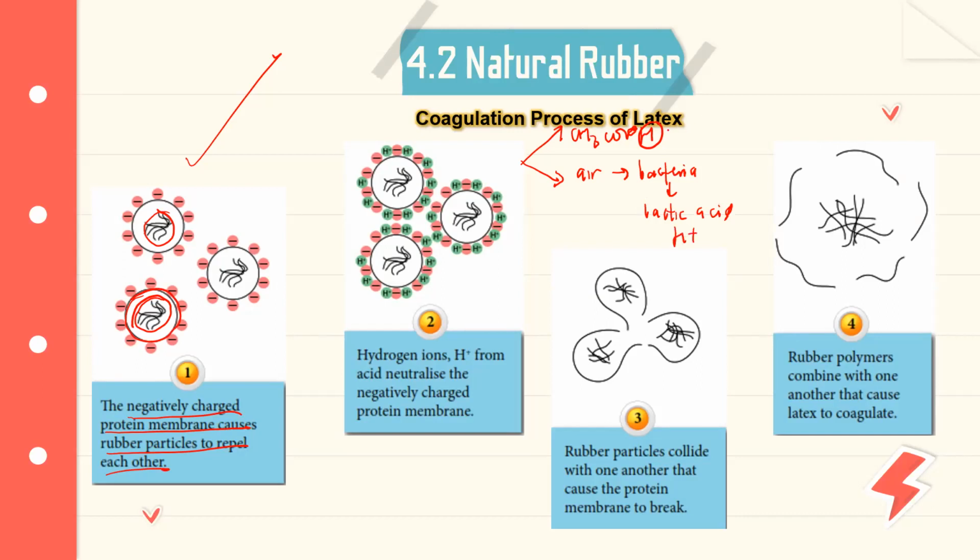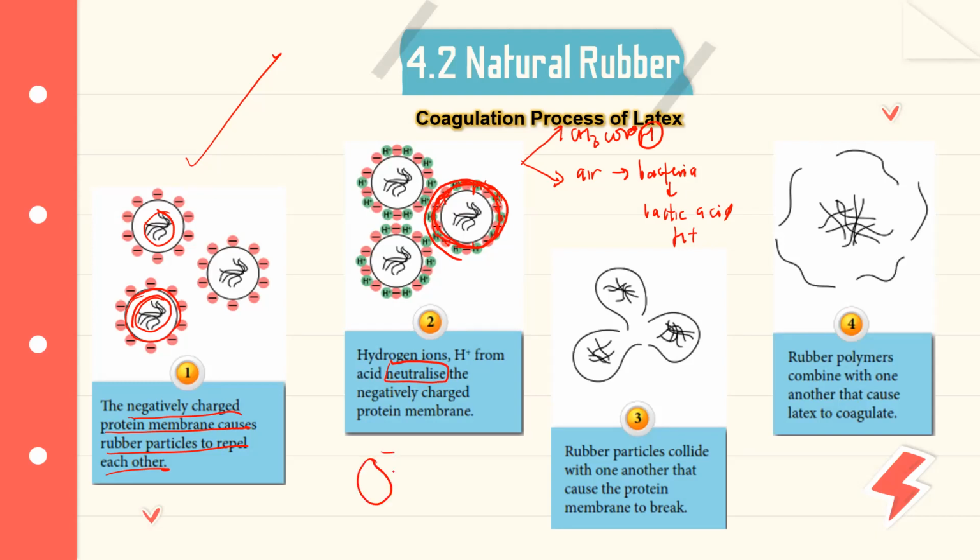The hydrogen ions will come in. As you can see, the green ones are hydrogen ions. I'm only doing it for one protein membrane; teacher has no time to do it for all. The hydrogen ions will come and neutralize completely this whole negatively charged protein membrane. The key word I want to see is neutralize. Do not tell me react. Hydrogen ions from the acid will neutralize the negatively charged protein membrane.